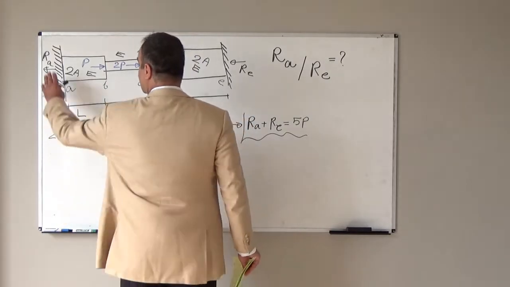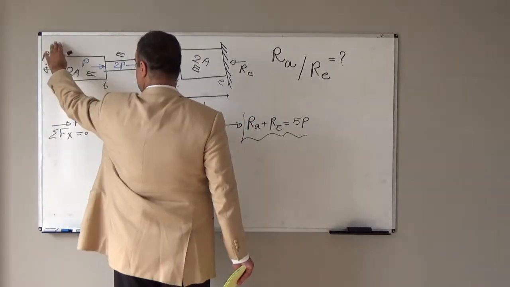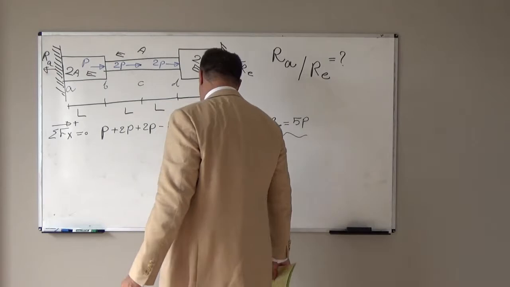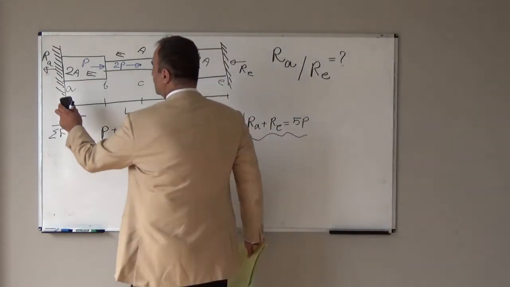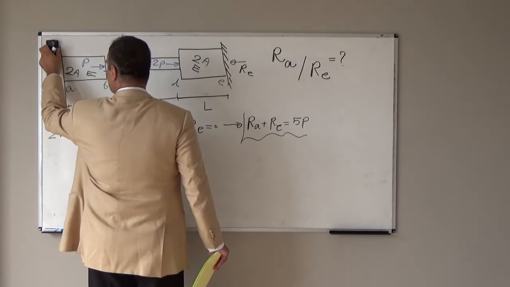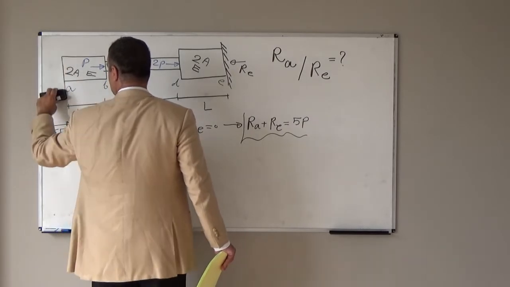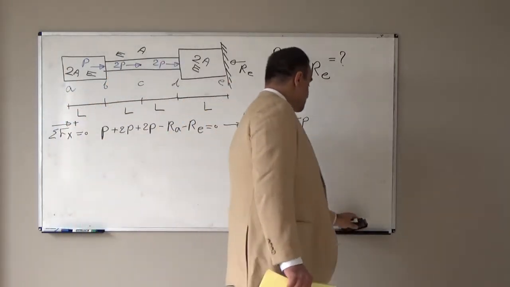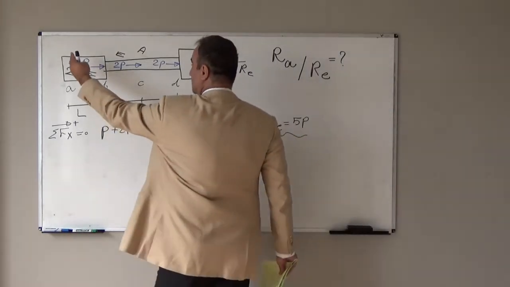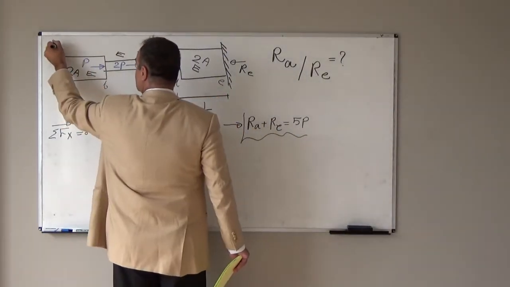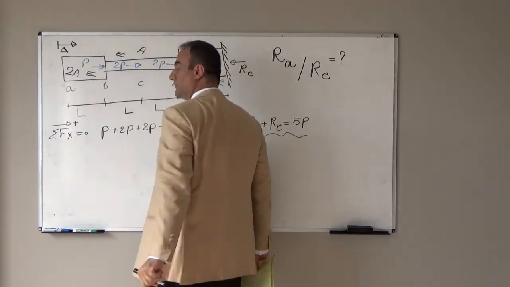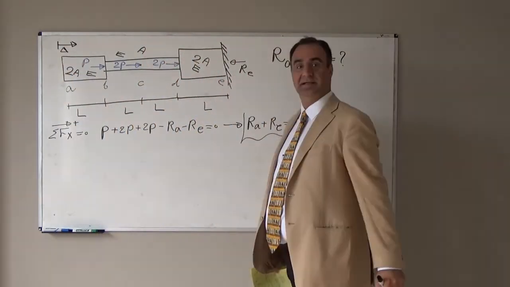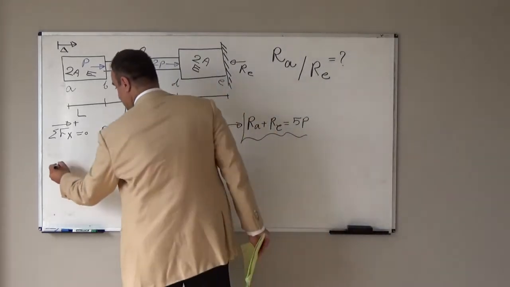Assume we don't have this support. If we don't have that support, what will happen? In that case, this section will move from left to right. And that deformation, we assume it is delta. How much is that delta?